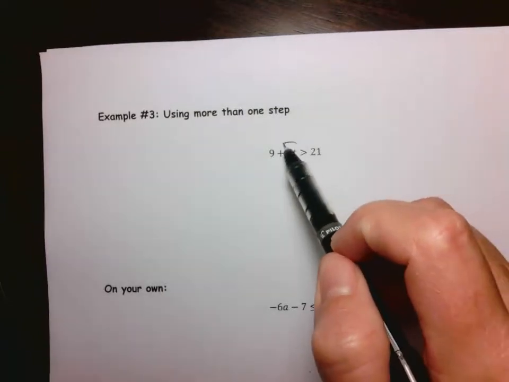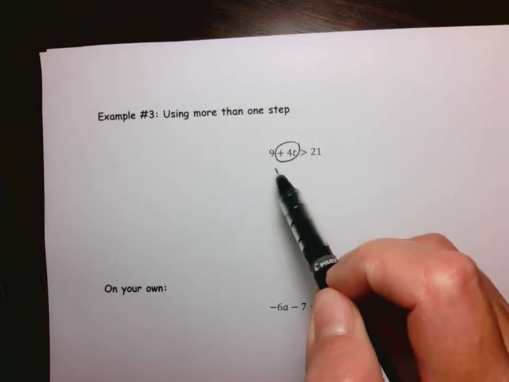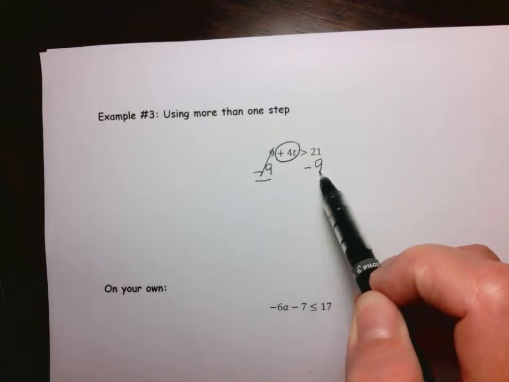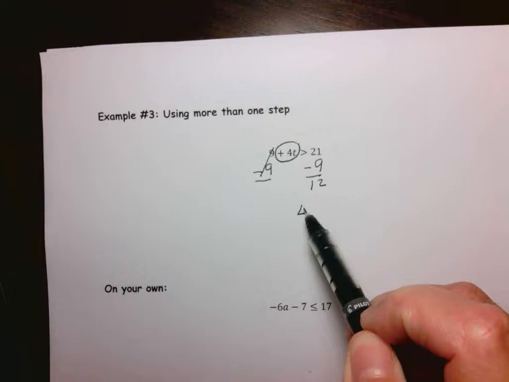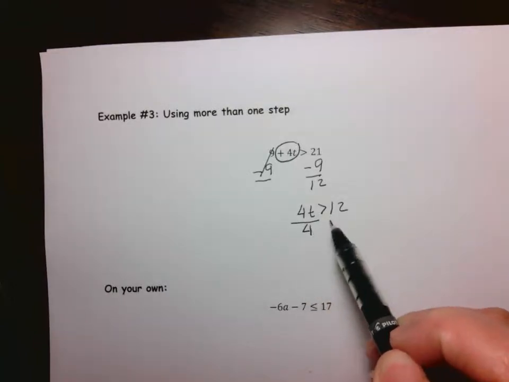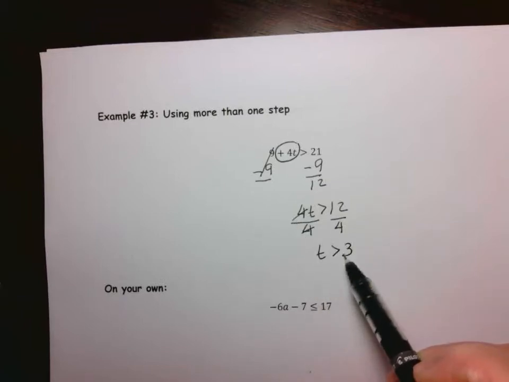So I want to solve for my variable, so I'm going to circle out the term that contains the variable, and I'm going to deal with that last. So I'm going to subtract 9 from both sides. I'm going to divide both sides by a positive 4, so there's no sign flippage. And there's my answer.